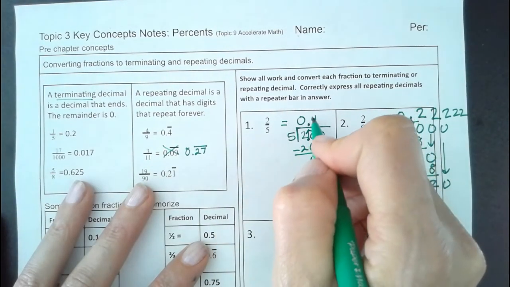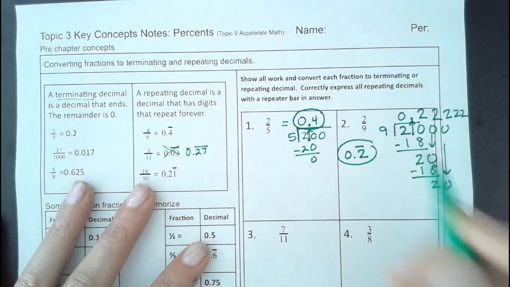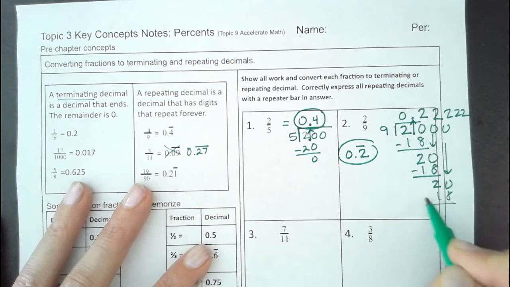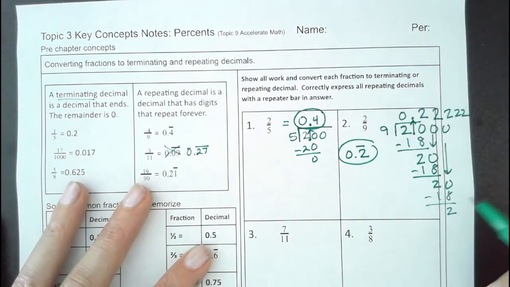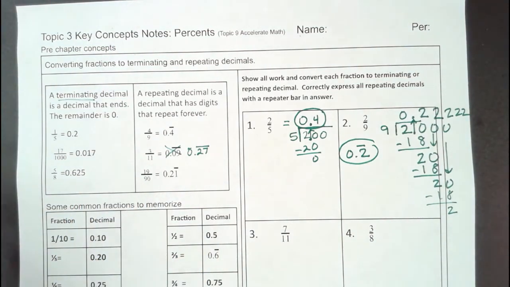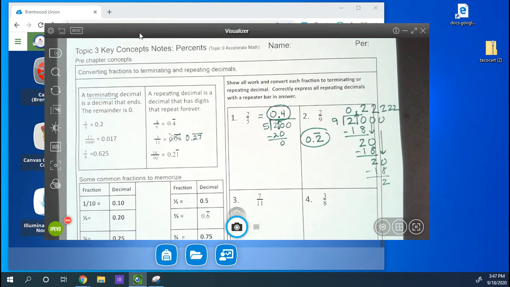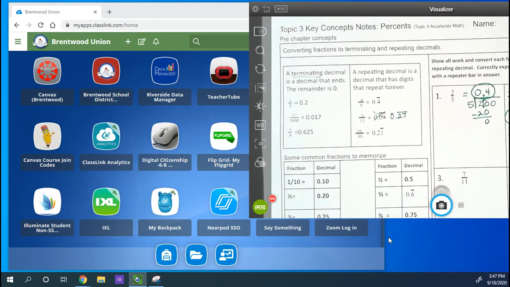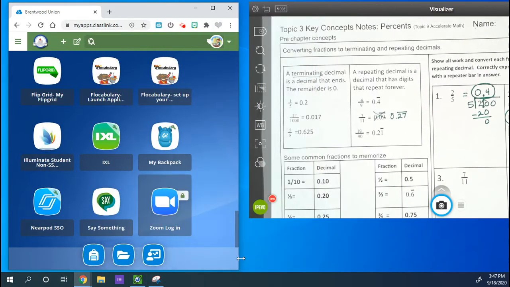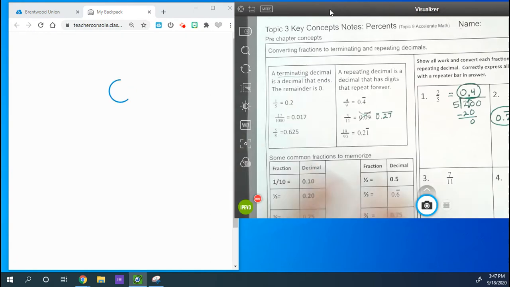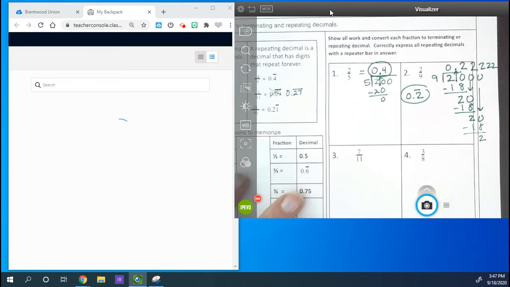The answer to this one was 0.4, no repeater. This one ended where this one didn't end. I just kept on getting remainders of 2. Now let's start doing these with a calculator. I'm going to split my screen and use the Desmos calculator. So if you're doing your homework set, you might want to do that. So split the screen, get this up. And the Desmos calculator.